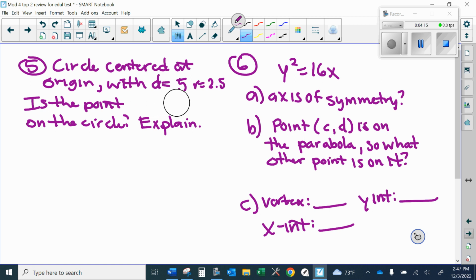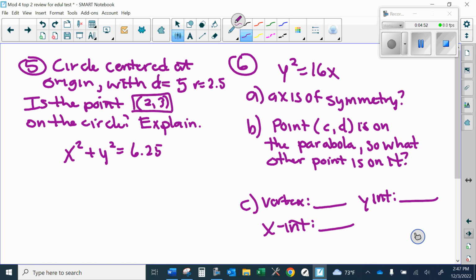Let's change this here to the point 2, 3. Okay. So now it says, is the point 2, 3 on the circle? Well, it's centered at the origin, so that's x squared plus y squared equals the radius squared. The radius is 2.5. Half of 5, 2.5 squared is 6.25. So I write that out, and this is the point 2, 3 on the circle.